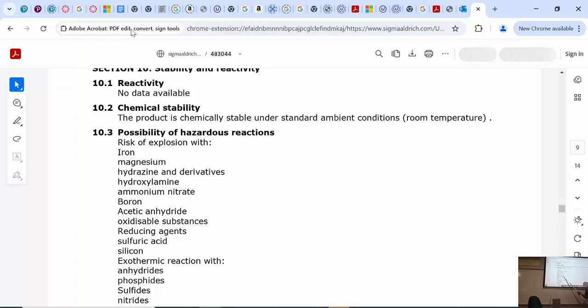Boron, acetic anhydride, oxidizable substances. Oxidizable substances are reducing agents. In fact, they just put reducing agents here, and that pretty much covers it. Pretty soon this turns into a weird mishmash. Like sulfuric acid. Sulfuric acid is not that great of a reducing agent. Silicon, exothermic reactions, so versus explosive reactions with anhydrides, phosphides, sulfides, nitrides. You can always have an explosive reaction.